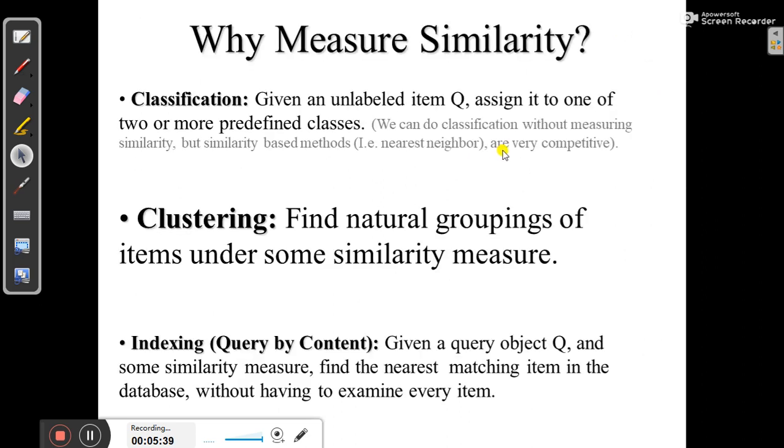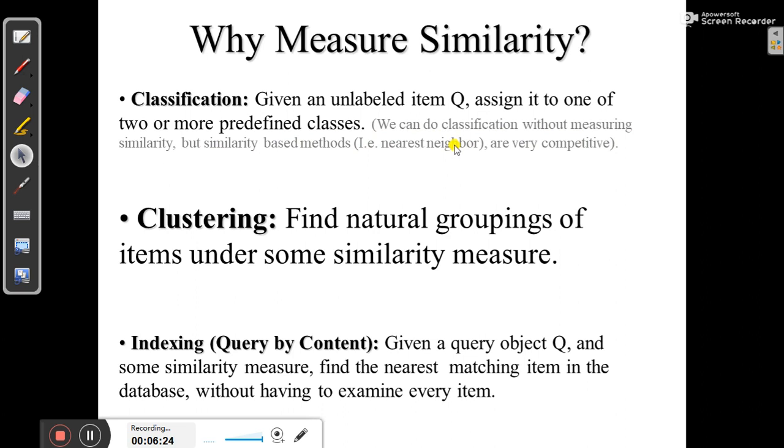So why measure similarity? Classification is a very important field where we need to think about similarity. Suppose there is an item Q which is unlabeled, meaning we don't know anything about Q or its class. We need to assign it to one of two or more predefined classes. We can do classification without measuring similarity, but similarity-based methods are very competitive.